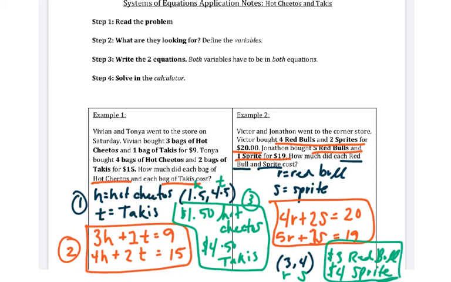So easy. So I call this type Hot Cheetos and Takis because we're literally listing as if we're grocery shopping. We get this, and it's $20. We get this, and it's $19.